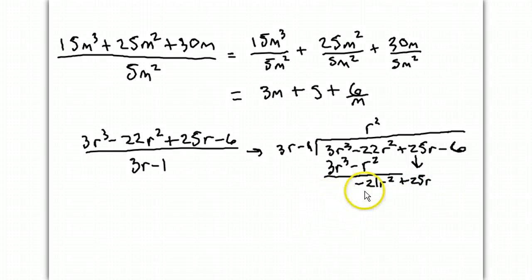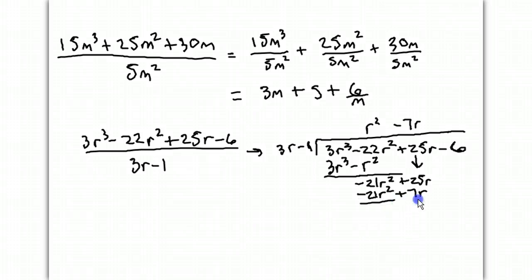So now we're on this problem. We need to ask ourselves, what do we need to multiply times 3r to get a negative 21r squared? Well, what we need to multiply is a negative 7r, because negative 7 times 3 will give us a negative 21r squared, and then negative 7r times negative 1 will give us a positive 7r.